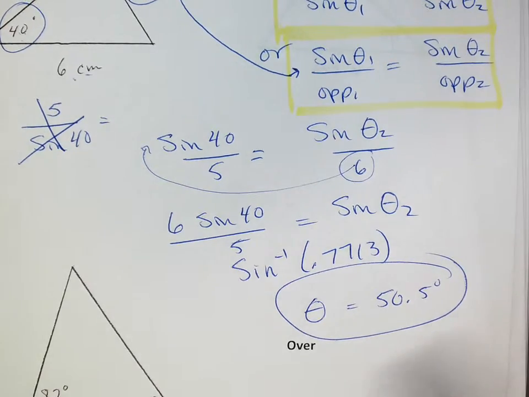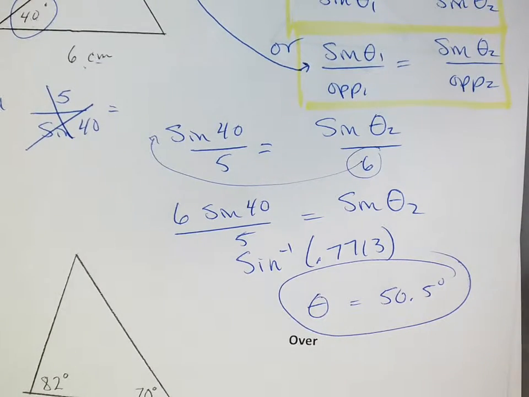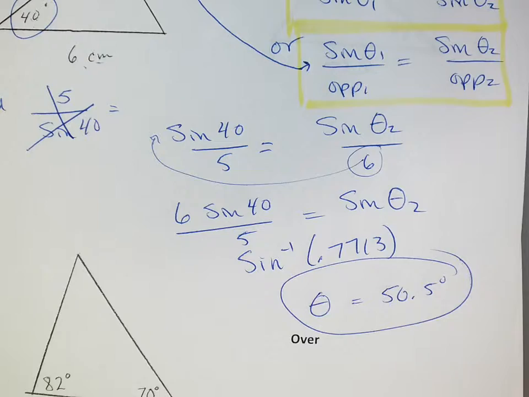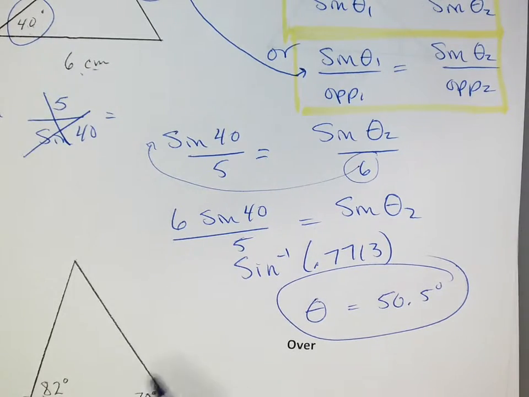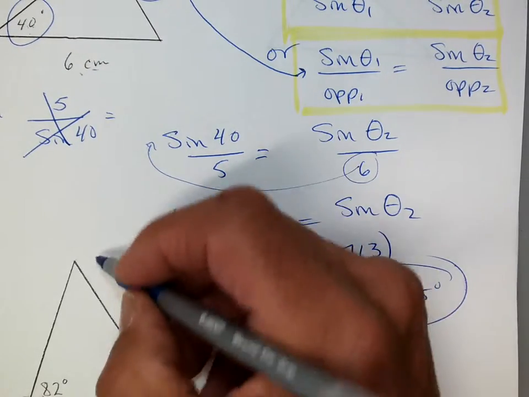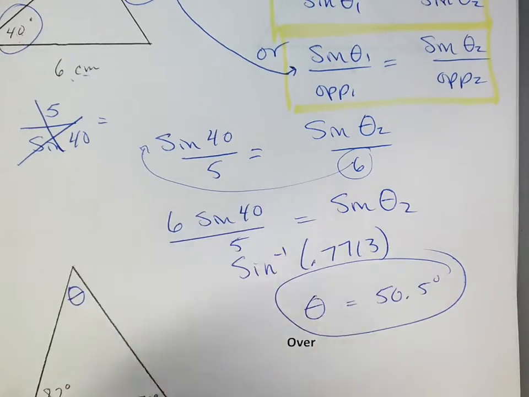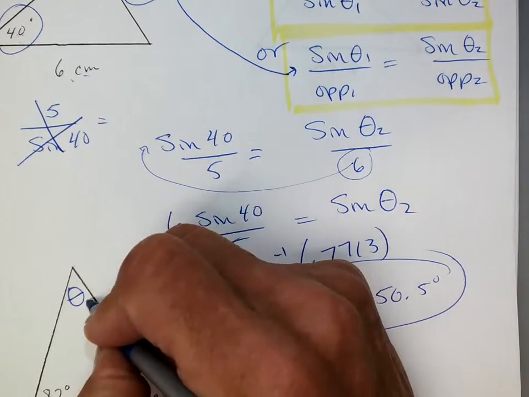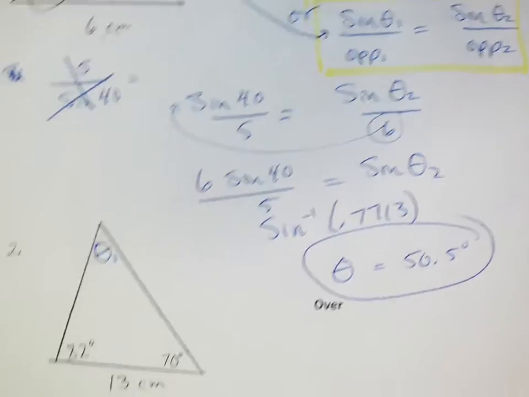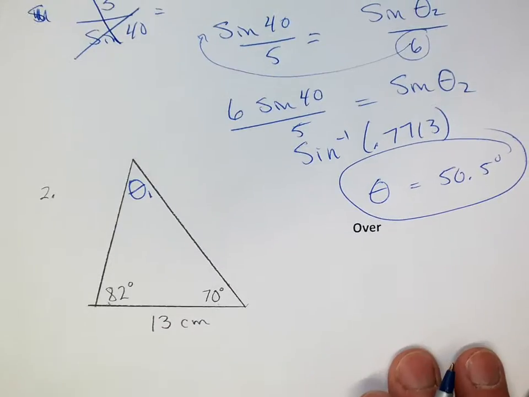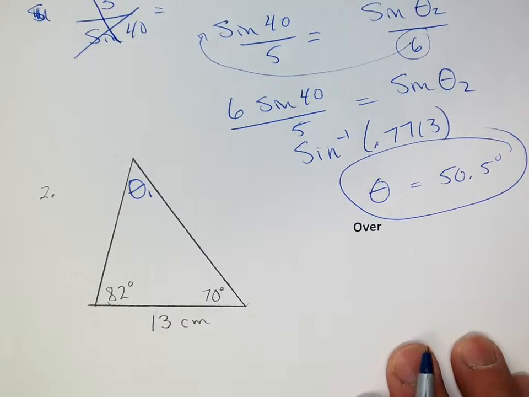Right. So let's look at number 2. Okay, number 2. Let's see, I've got these two angles. I need a pair of opposites, so we could probably find this angle here, couldn't we? Let's call that theta 1. So how am I going to find theta 1? By equaling it to 180 degrees. There we go, theta 1.